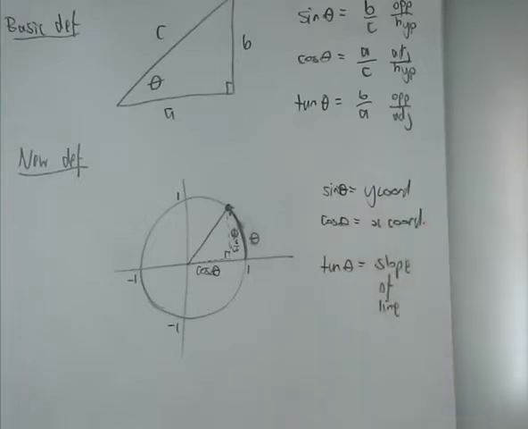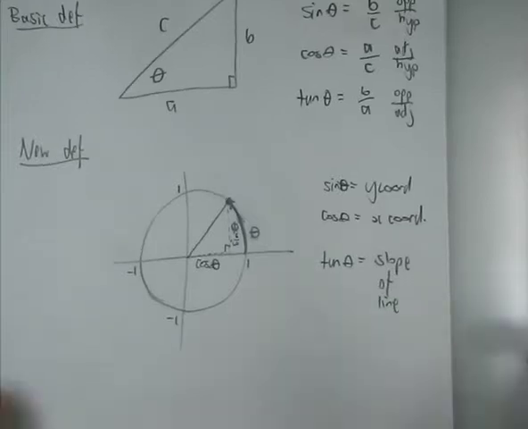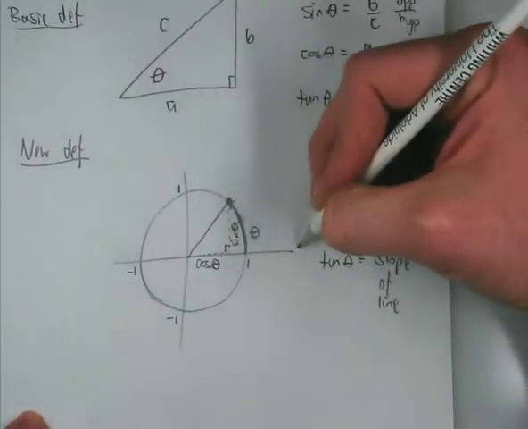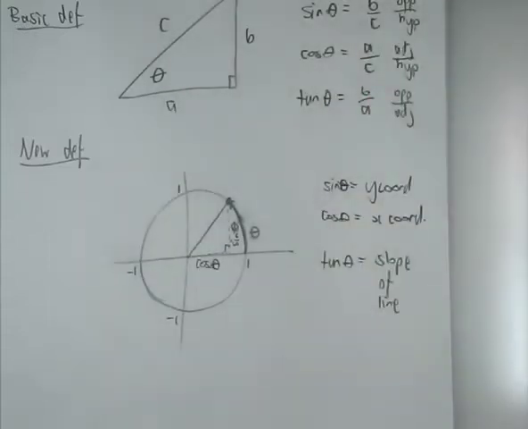That goes from the origin to your point. It's also another distance in your picture as well, which is why it's called tan. Tan theta is actually, if you draw a tangent at that point, how far it is from there to the x-axis. That's what tan is as well. Okay, so that's our new definition.